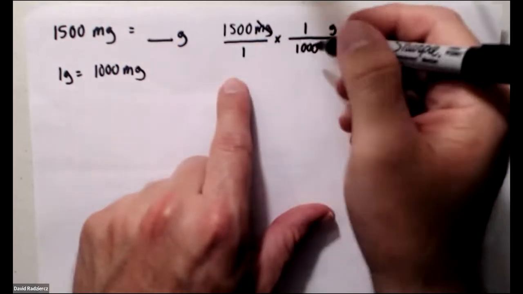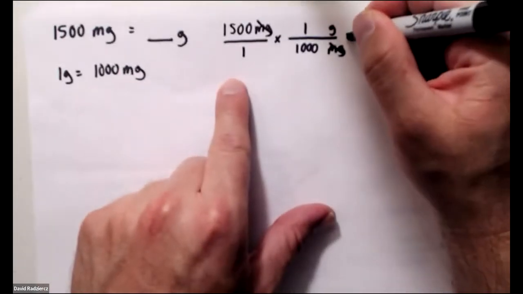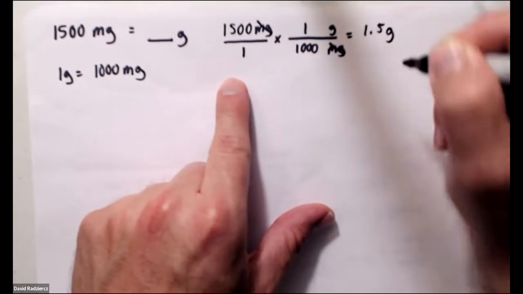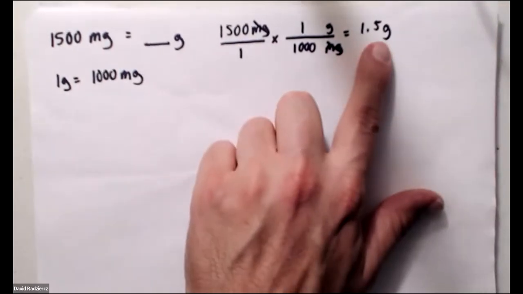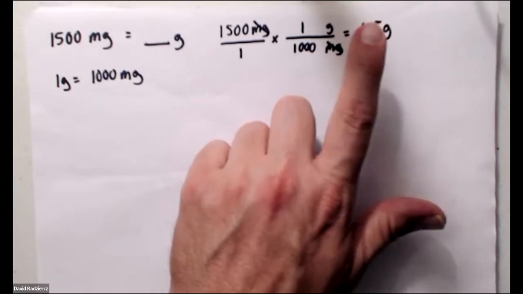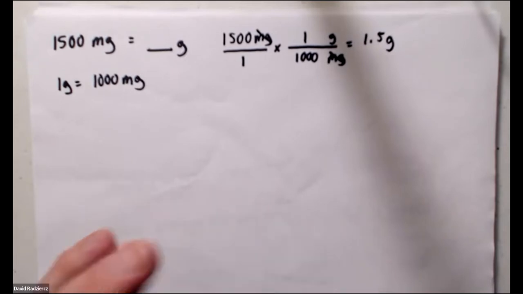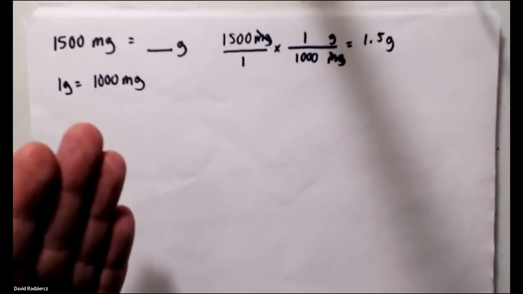So you plug this into your calculator and you will get 1.5 grams. Notice I didn't put 1.500 grams because we don't use the trailing zeros. Okay, so that's dimensional analysis for this problem.